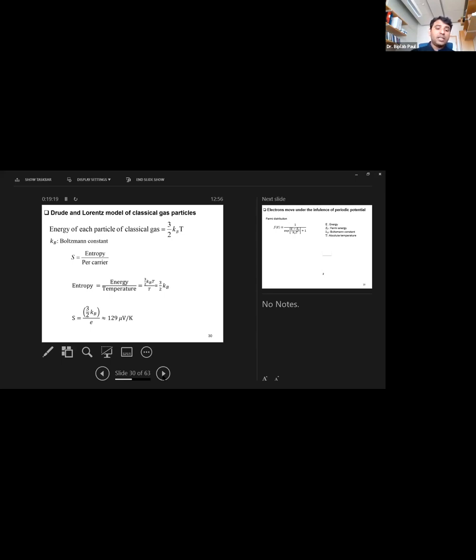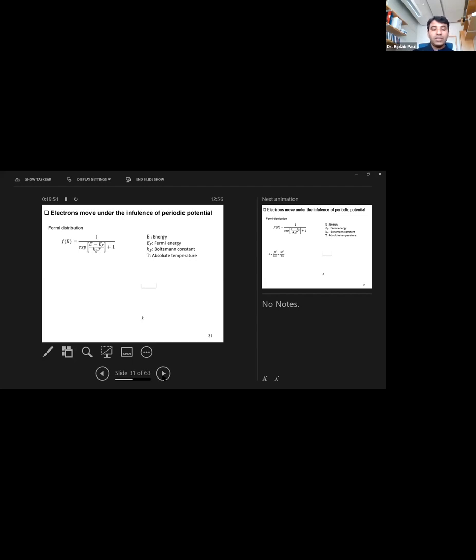And the Seebeck coefficient we get is 129 microvolt per Kelvin for metal. But actually, the Seebeck coefficient of metals is one order of magnitude lower than that value. Why this discrepancy? Because we assumed the charge carriers as classical gas particles. Actually, charge carriers inside the crystal are not free to move like gas particles. They move under a certain periodic potential, and their behavior is guided by Fermi-Dirac statistics, and this is the Fermi distribution.